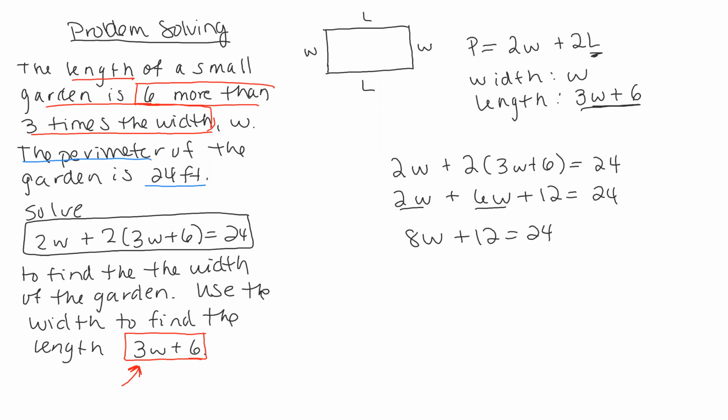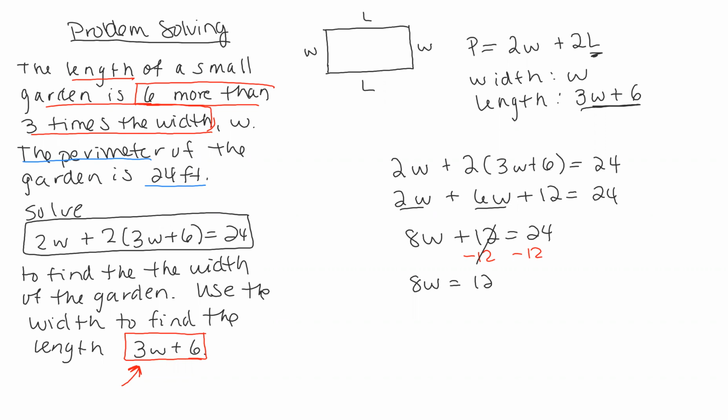So I've got one term that contains the variable. Now we need to get one term that's a constant. So let's focus on this plus 12. How do I undo plus 12? Well, I subtract. So I get 8W equals 12. We say the 12s on the left cancel, and then 24 minus 12 is just 12 on the right.